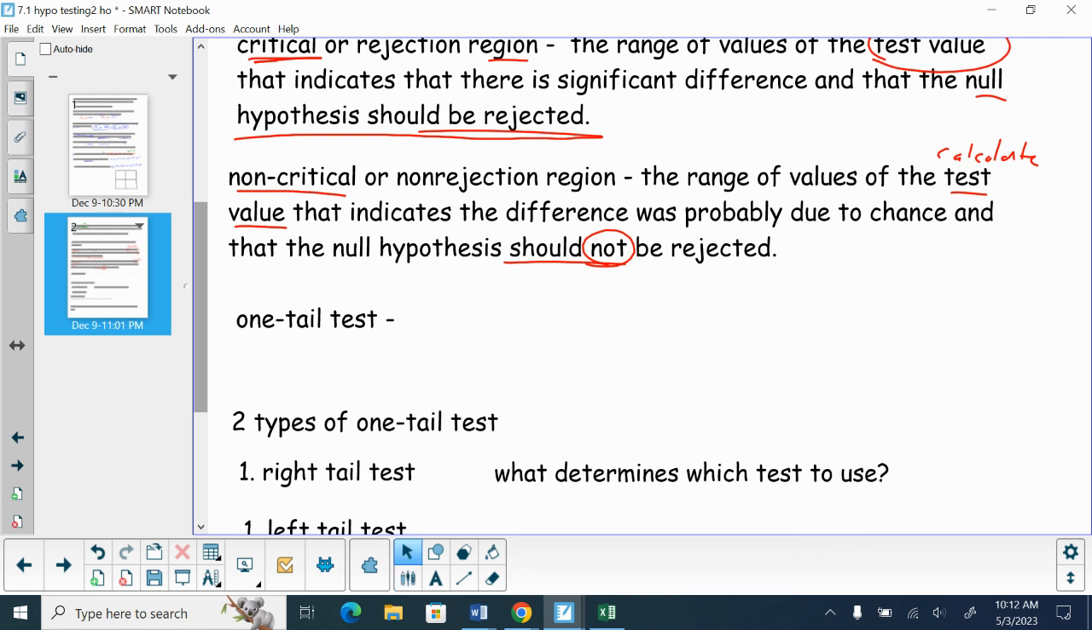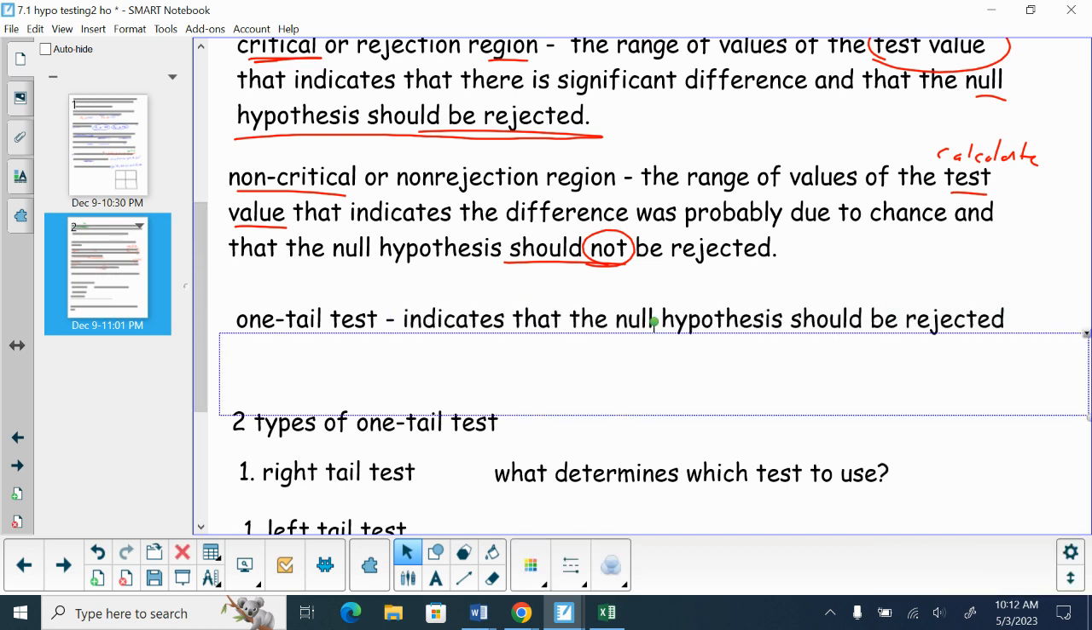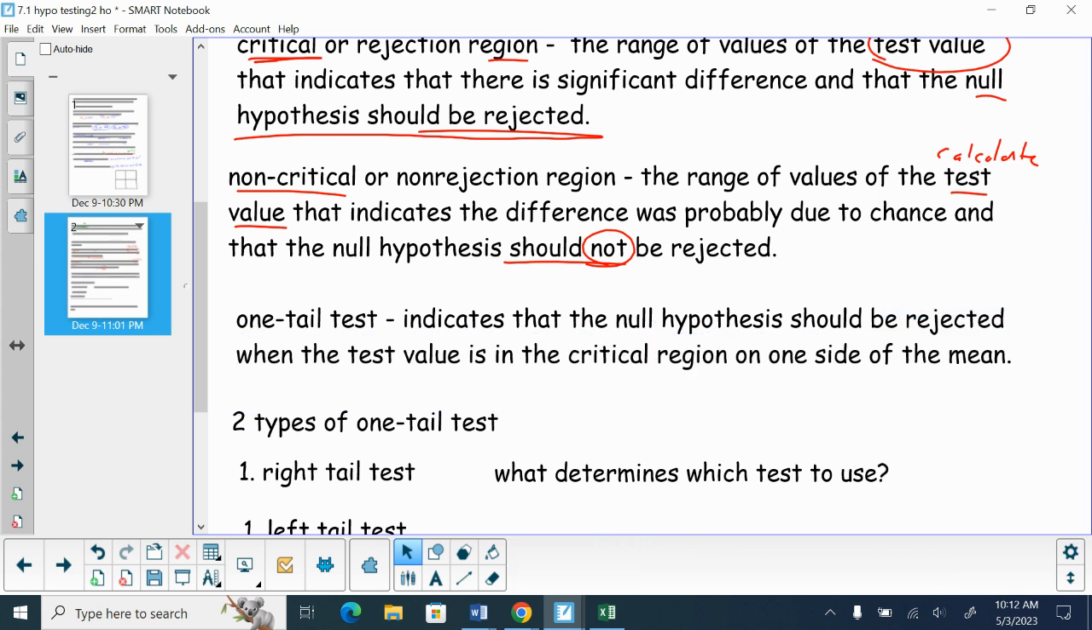We have two types of tests. We have a one-tail test, and we'll go through today a little bit what we mean by one-tail test. It indicates the null hypothesis should be rejected when the test value is in a critical region on just one side of the mean. Your critical region is just on one side of the mean. That's the key right there. You have just one critical region.